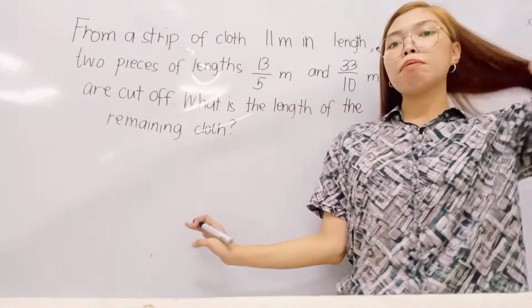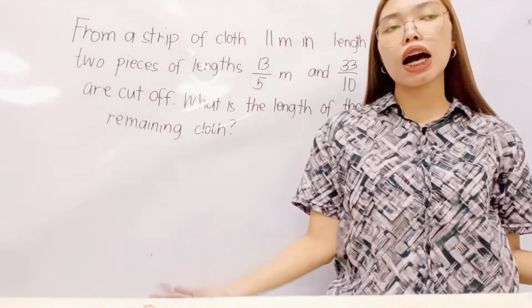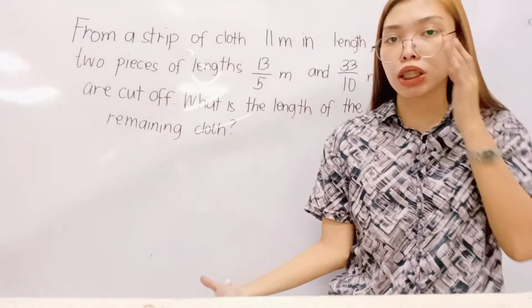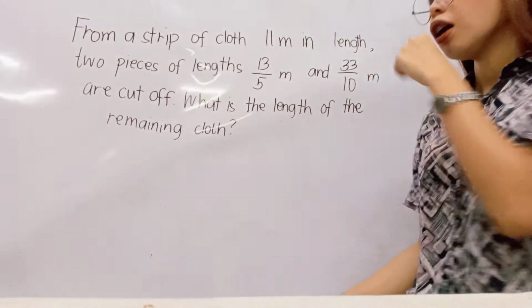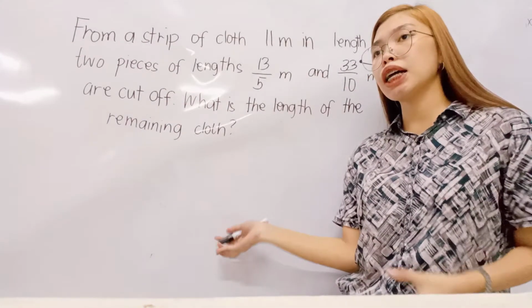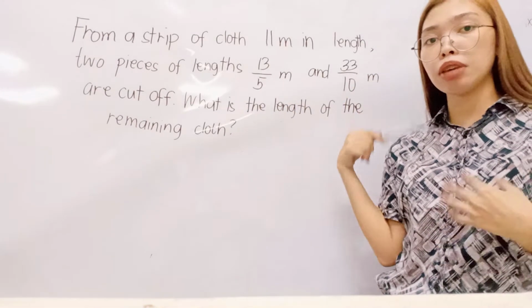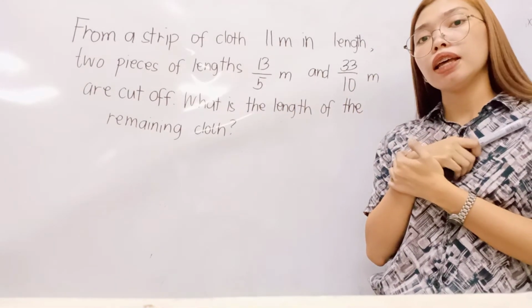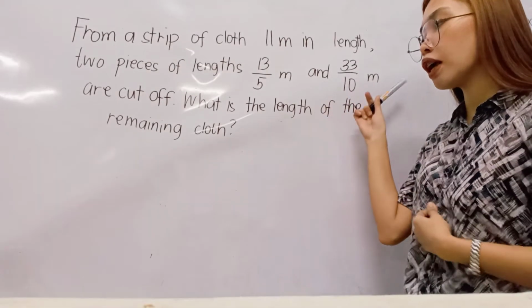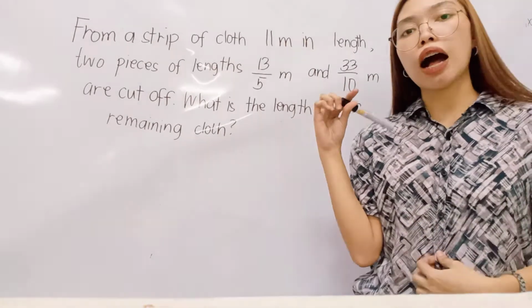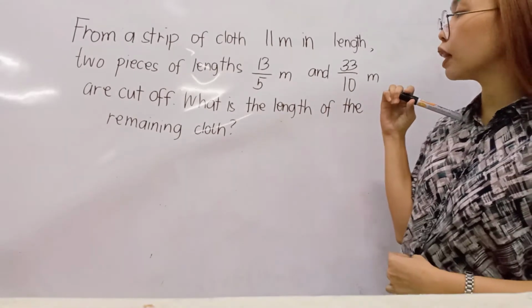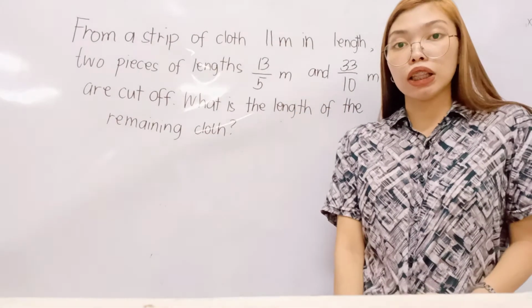So, sabi dyan, meron daw akong isang cloth na ang kanyang length ay 11 meters. So from that 11 meters, nag-cut ako ng 13 over 5 meters and 33 over 10 meters. Okay? Kinuha ko yung ganong length, yung dalawang length na yun. So, ilan or how much length na lang daw yung remaining or natitira.